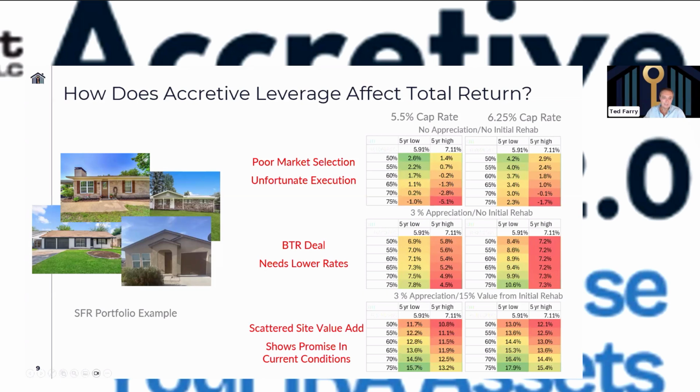This could look like a scattered site value add play. Even without a major move in rates, this strategy shows promise in today's conditions.